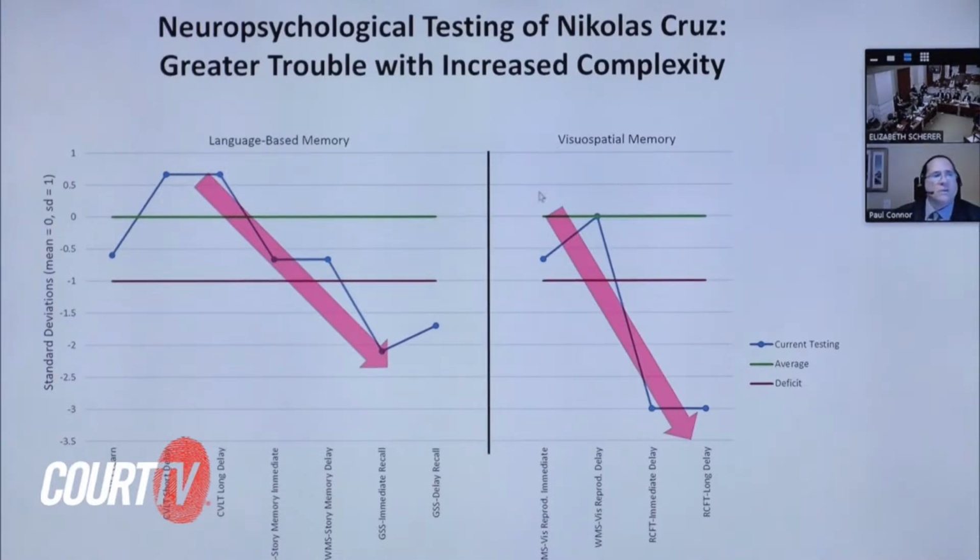Same sort of thing with the visual spatial memory. When he had to copy and remember relatively simple figures, geometric figures, he did okay. When he had to remember much more complicated figures that weren't necessarily geometrical, considerably greater difficulties, again, as it became more complex. And is this what you would expect to see in a person with fetal alcohol spectrum disorder? Yes.